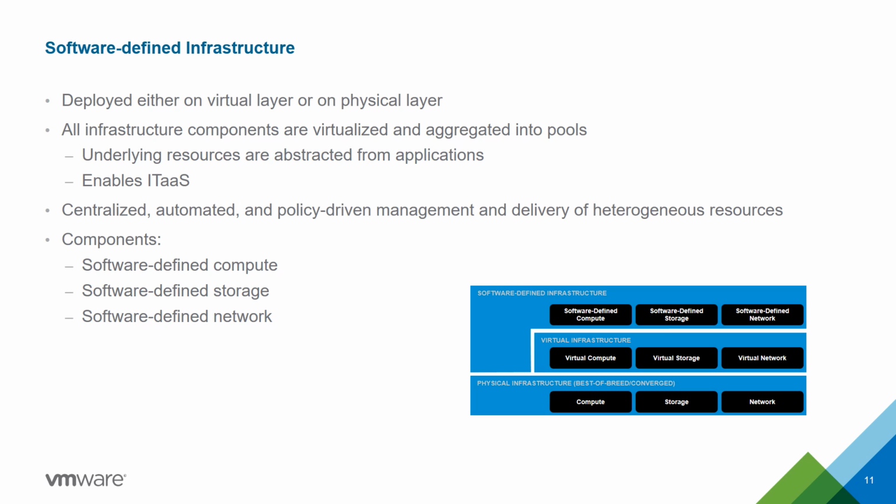Software defined infrastructure is deployed either on a virtual layer or on physical layers. Usually it's deployed on a virtual layer. All infrastructure components are virtualized and aggregated into pools through software, where underlying resources are abstracted from applications. So what we do is we use a bunch of APIs to abstract all this, and ultimately it enables us to deliver IT as a service. Centralized, automated, and policy-driven management and delivery of heterogeneous resources. Components of a software-defined infrastructure are software-defined compute, software-defined storage, and software-defined network.